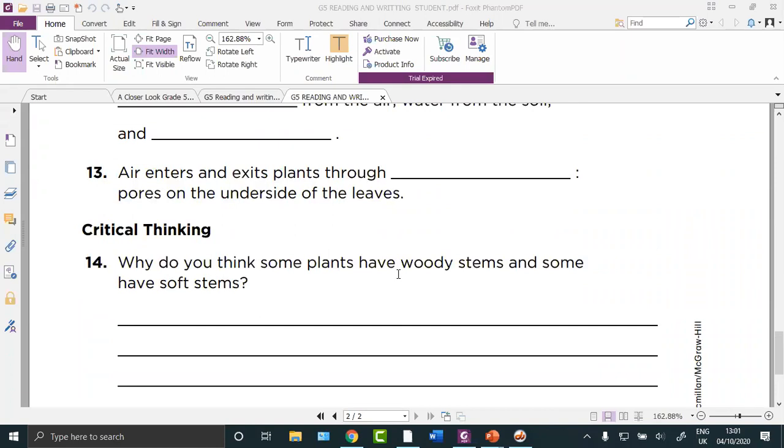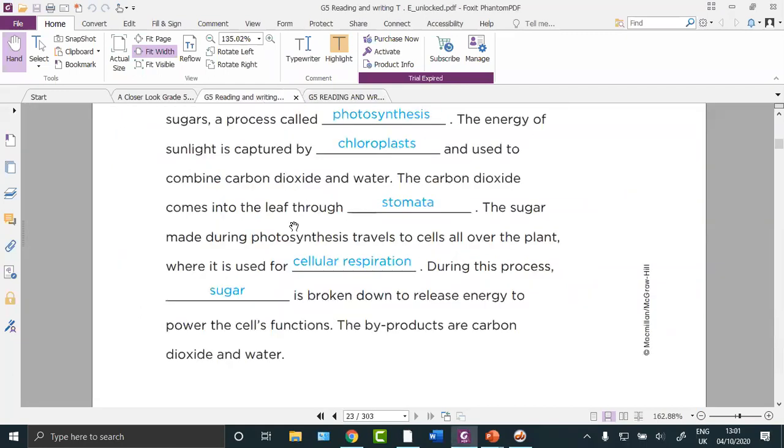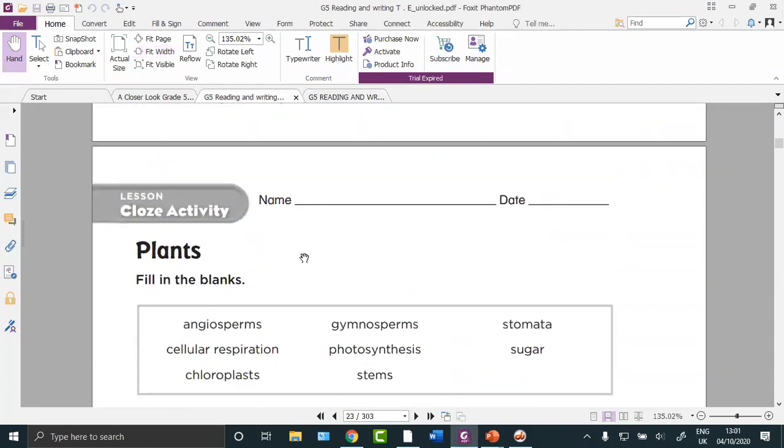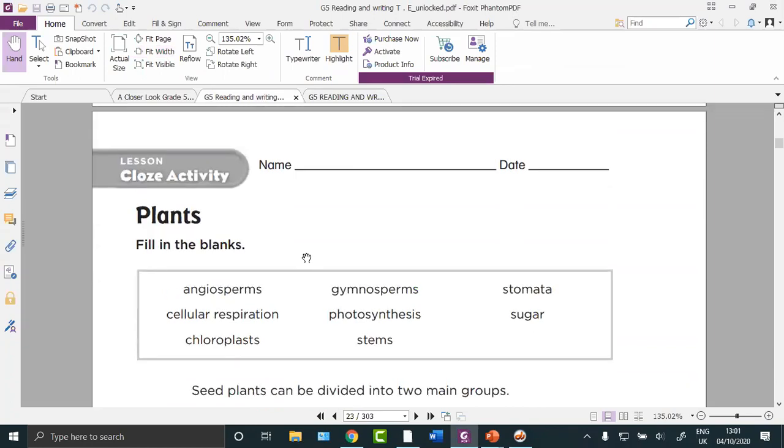Yes, I hear you. Page 15. Okay, number 1. Page 15, number 1. A seed plant that does not produce flowers is called a gymnosperm. Number 1, gymnosperm. Perfect. Thank you. You're welcome. Thank you, Omar. Abdullah Al-Haj Qasim. Number 2.